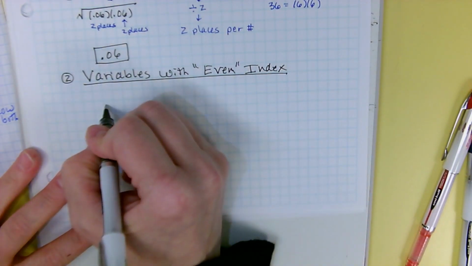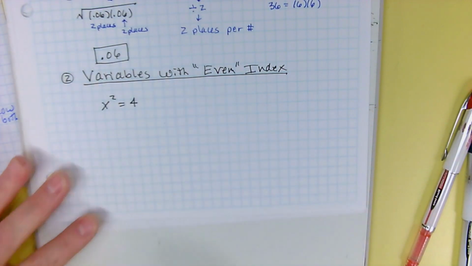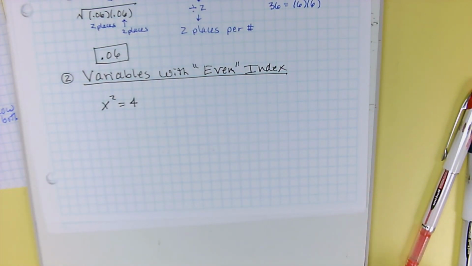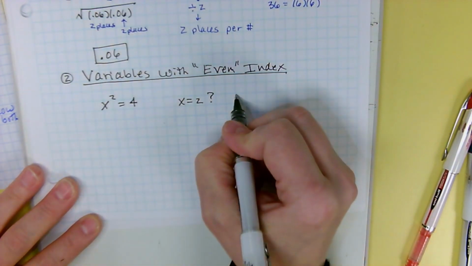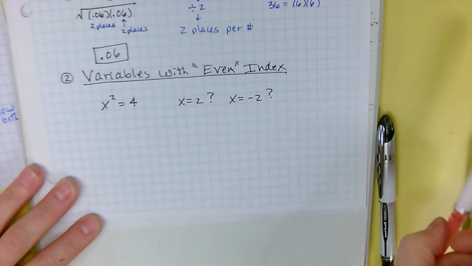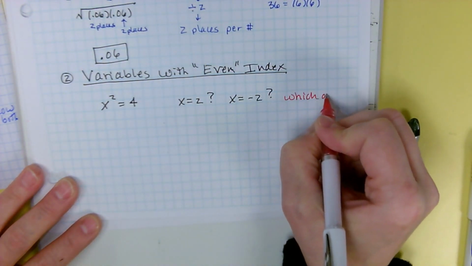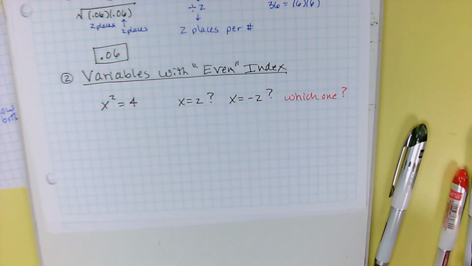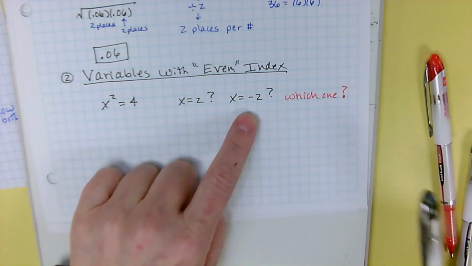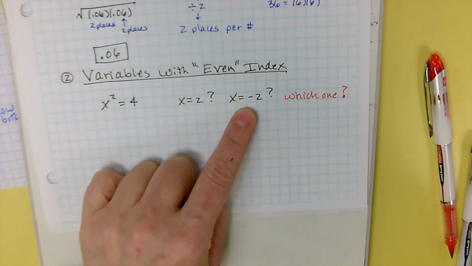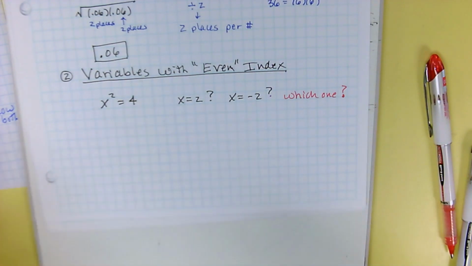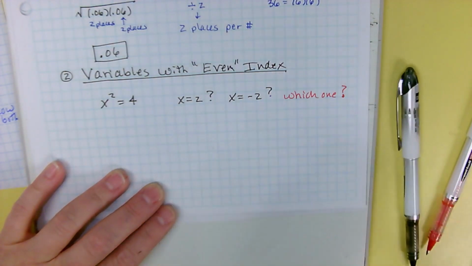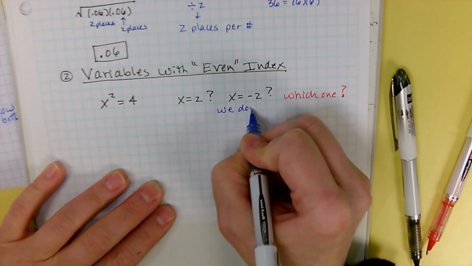Here's the dilemma. If x squared equals 4, what was x originally? Was x positive 2? Was x negative 2? Well, the problem is when you square, a negative times a negative is a positive, and a positive times a positive is also positive. So if this is all you have to look at, you don't know which one it was. It could have been 2, it could have been negative 2. We don't know.